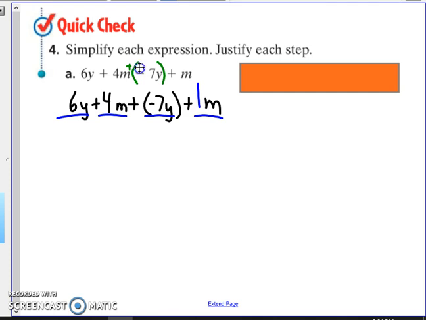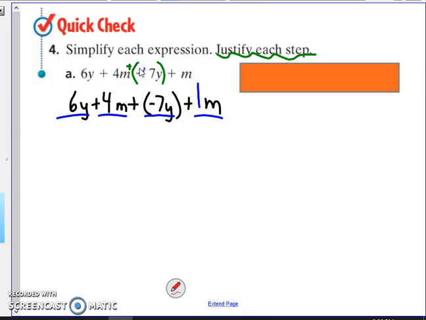Remember, there's an invisible 1 there. The identity property of multiplication says 1 times anything is still that thing. So the invisible 1 is there. So up here where it says justify each step, show your work, well, I'm showing my work and I'm explaining it to you. First things first, I changed subtraction into addition by adding the opposite, and then I used the identity property.